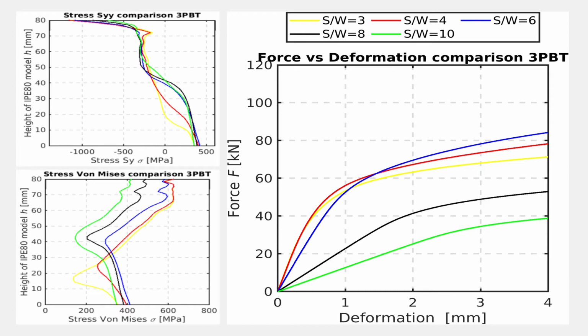Here you can see a comparison graph for the stress SYY, the von Mises stress and the force on deformation graphs for the different values of S divided by W, 3, 4, 6, 8 and 10. As you can see, the force deformation graph for S divided by W10 has the lowest reaction forces, and for S divided by W6 has the highest reaction forces. The stresses are also the lowest with the highest value of S divided by W.